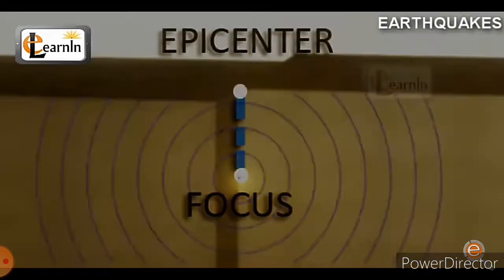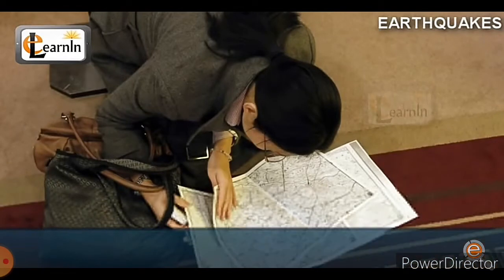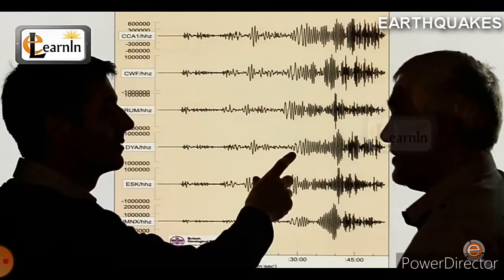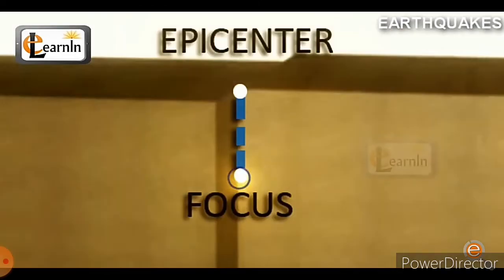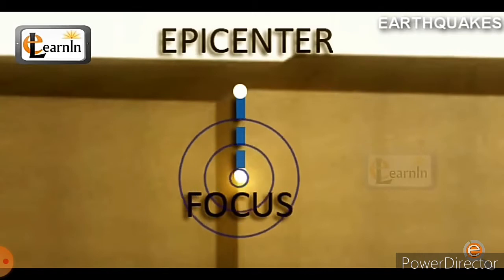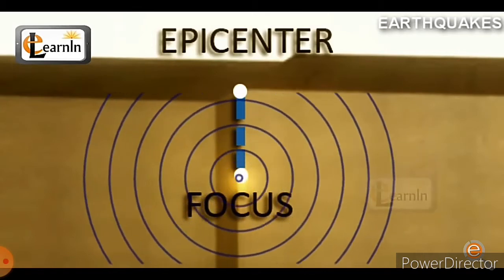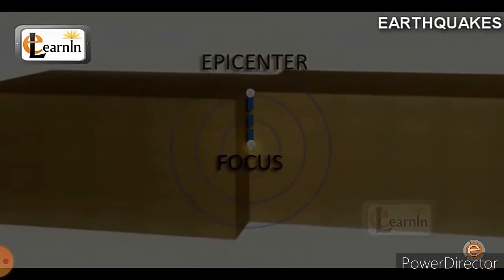The branch of knowledge that deals with the study of earthquakes is called seismology, and the experts who study seismic waves are called seismologists. There are three types of seismic waves that spread in all directions from the focus. They are the P, S, and L waves.